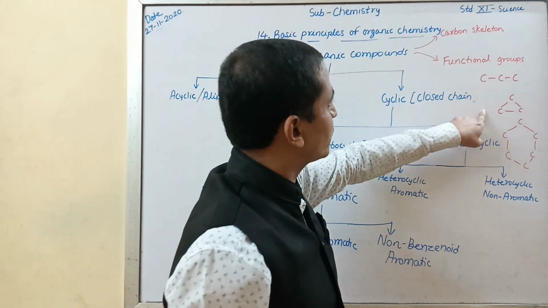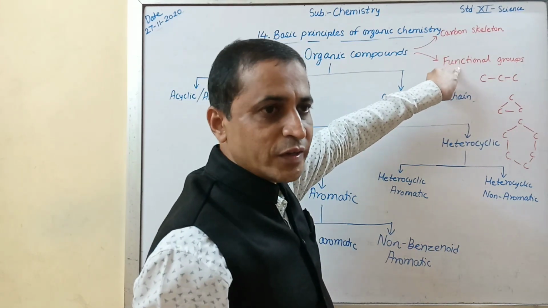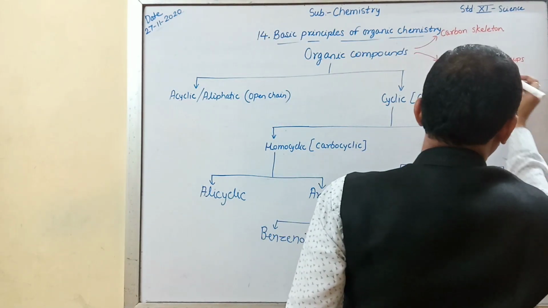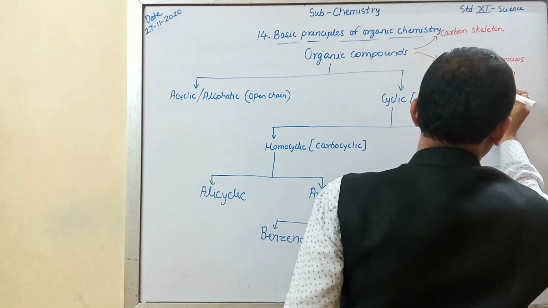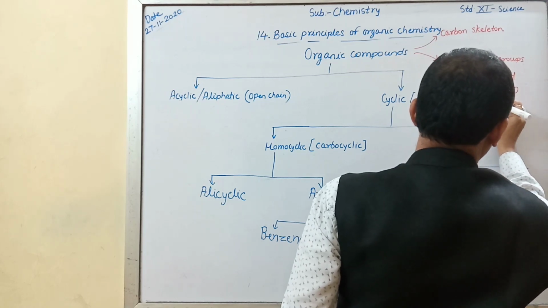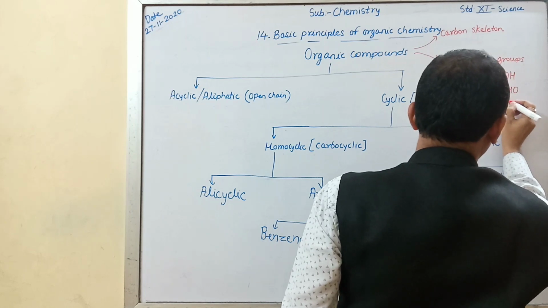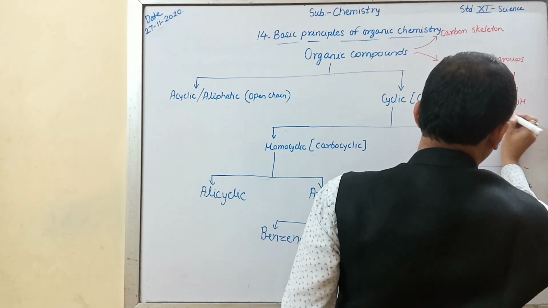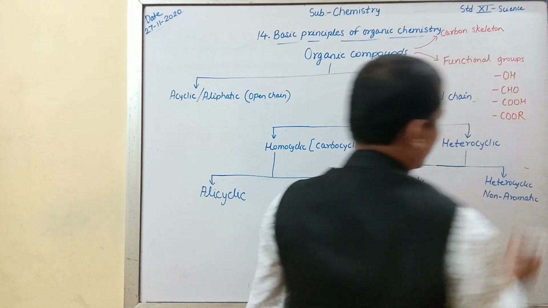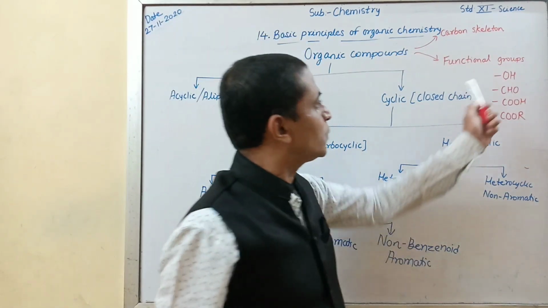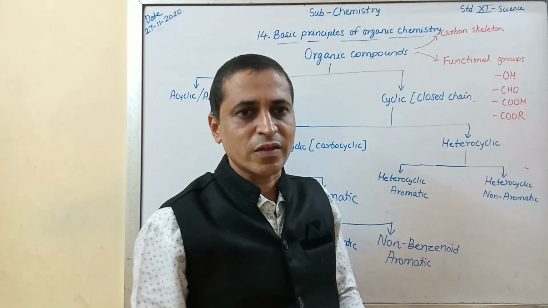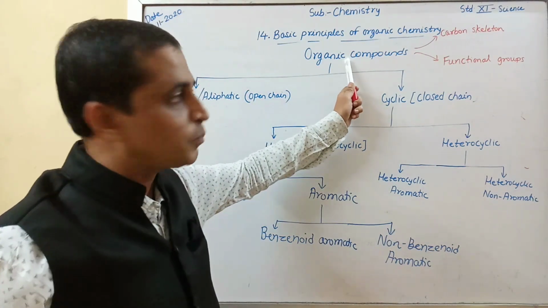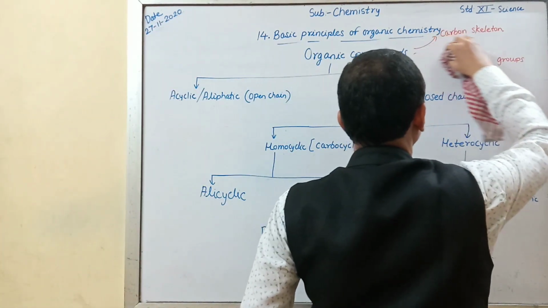Now, these are about carbon skeleton. Functional groups: you have already studied in 10th standard. Functional groups like OH, CHO, that is aldehyde, then COOH, that is carboxylic group, then COOR, that is what? Ester group. So such types of functional groups were already studied in 10th standard. So let us start classification of organic compounds on the basis of carbon skeleton.